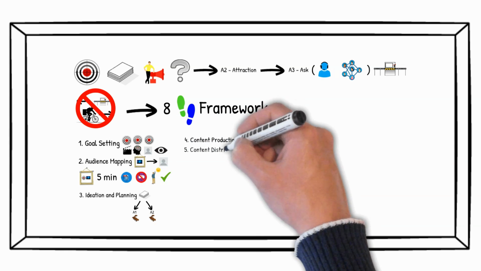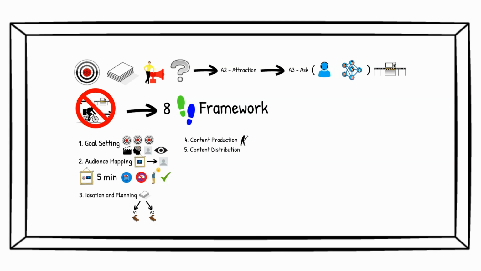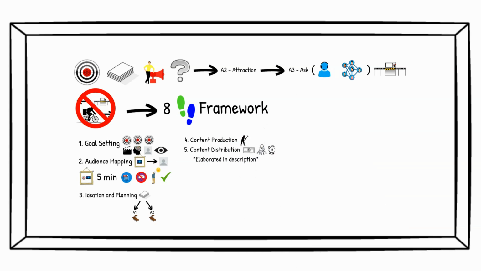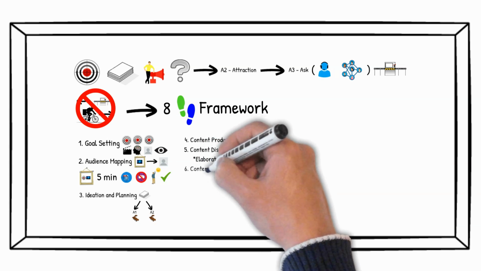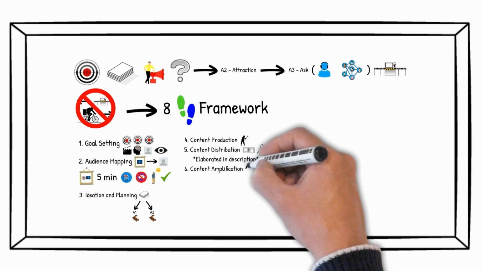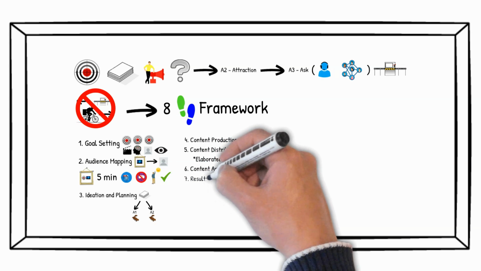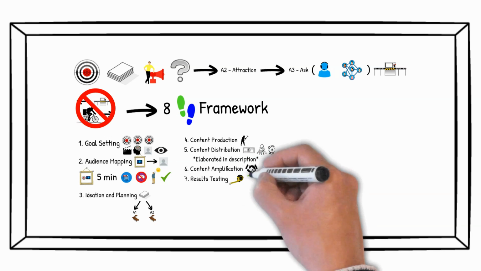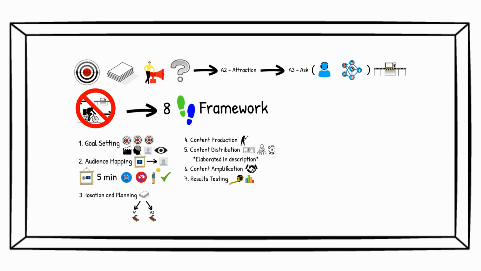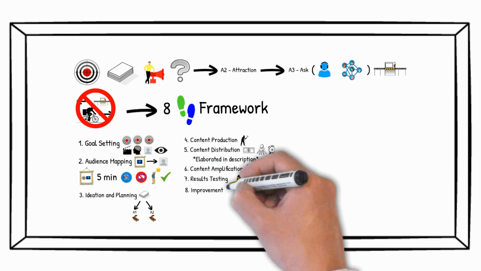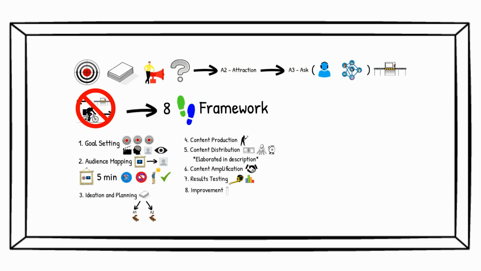5. Content distribution. Producing content is not enough. You may use a combination of paid, owned, and earned media to distribute it as needed. 6. Content amplification. Do partnerships with other influencers. 7. Results testing. Measure key metrics of each of the 5 A's to learn how you're doing. 8. Improvement. Test different subjects, frequencies, and distribution channels to see if you improve.